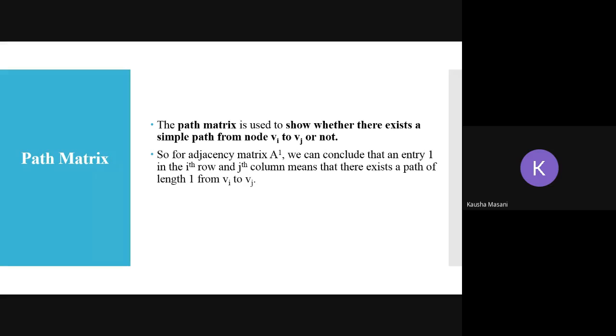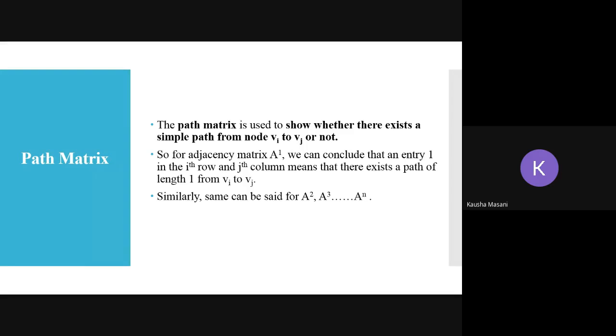What exactly we are representing, that is what I'm trying to explain to you here. If there is an adjacency matrix named A of 1, and there is an entry 1 in that adjacency matrix at ith row and jth column, that means there is a simple path of length 1 from v of i to v of j. Similarly, it can be said for your vertices 2, 3 till your vertex n. You can do the same thing for your A of 2, A of 3, and A of n.